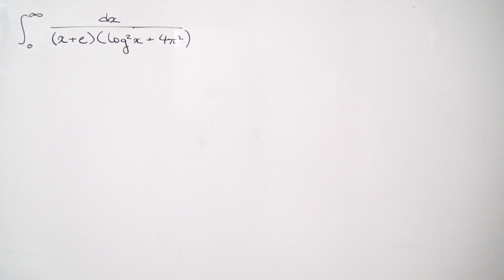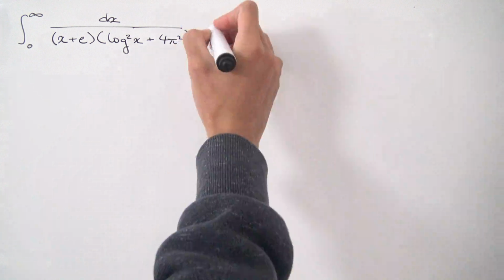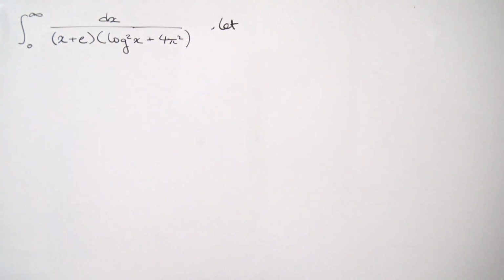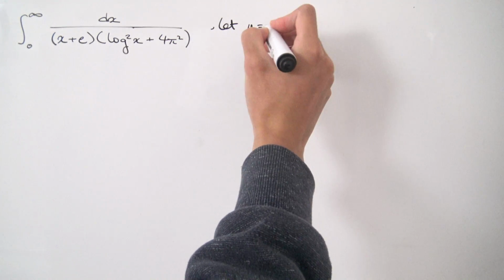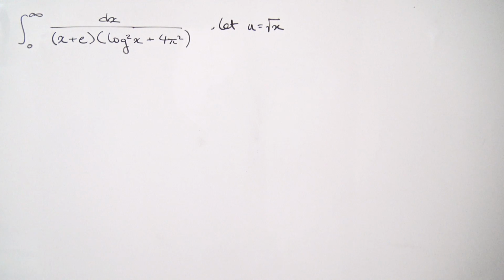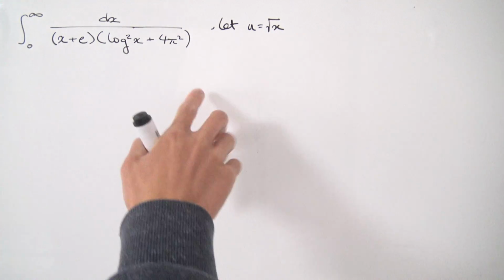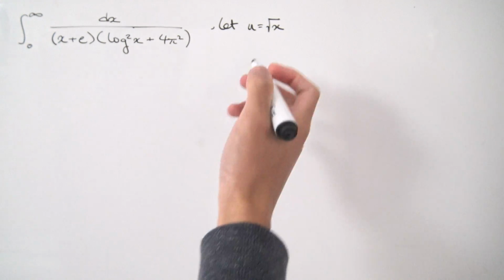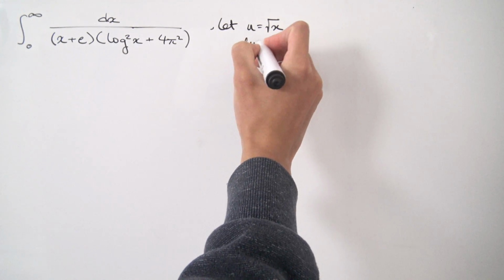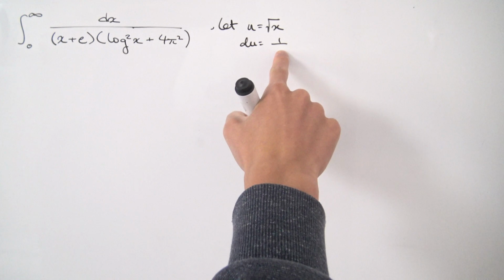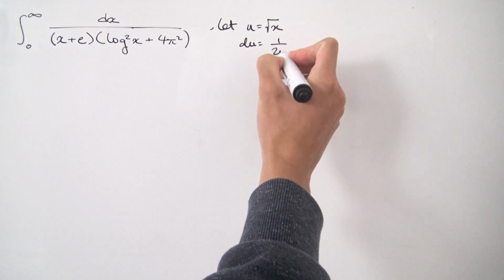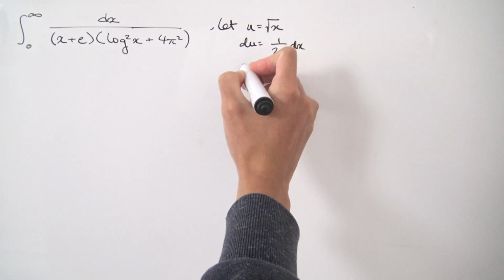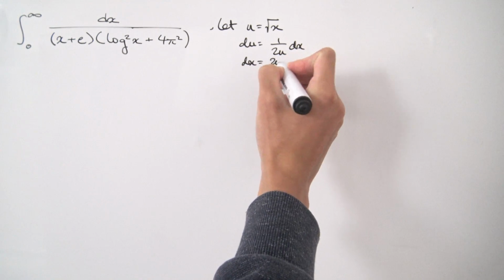But to get started with this, I'm going to introduce a substitution. In particular, I'm going to let u be equal to the square root of x. The reason for doing this is that we're going to be able to get rid of this 4 here, which is what we want to do. So that means that du is equal to 1 over 2 root x, but root x is already u, so du is equal to dx over 2u. So dx is just equal to 2u du.